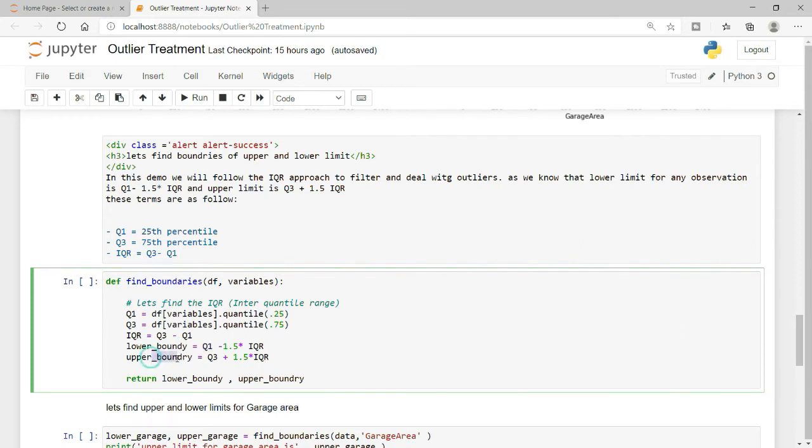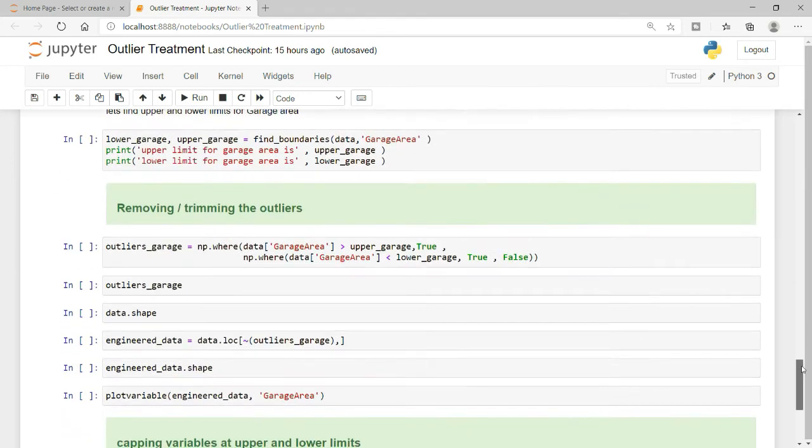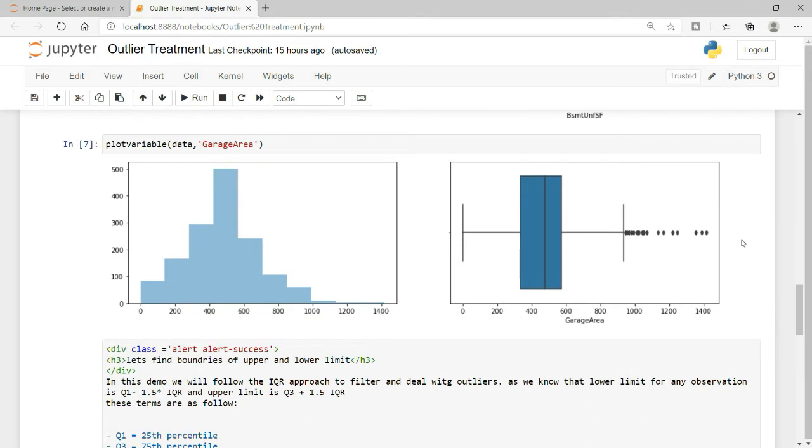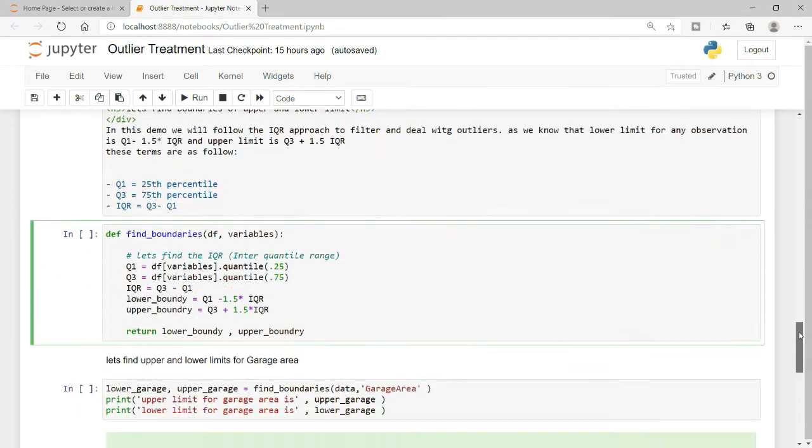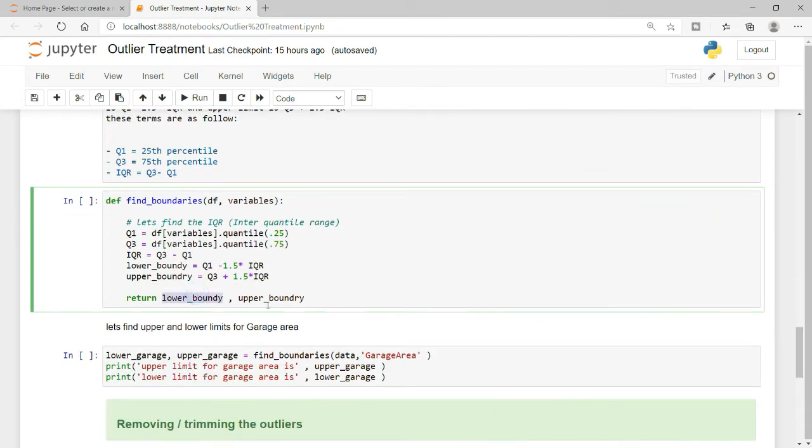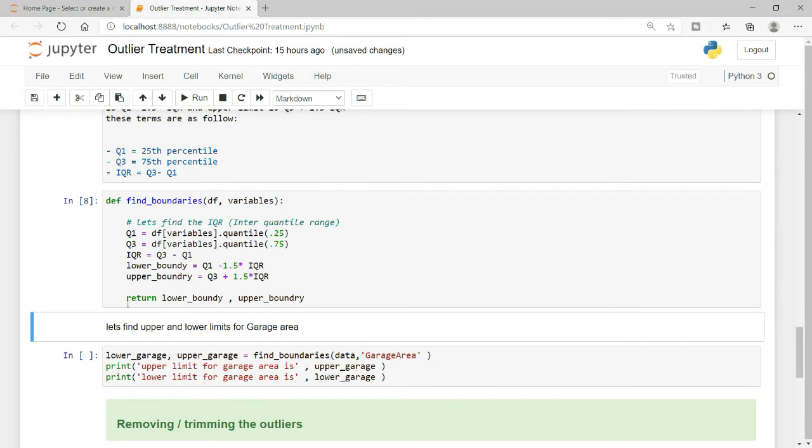Okay. Similarly, for the upper boundary, Q3 plus 1.5 IQR. Q3 is your 75th percentile, and you add 1.5 times the IQR, which we have calculated from here, and that is your upper boundary. Anything that goes above that particular limit, any observation you see crossing this limit, is considered an outlier, and that same data is represented here. So this is basically your observations which are above Q3 plus 1.5 times IQR. Now what this function does is simply return my upper and lower boundary.